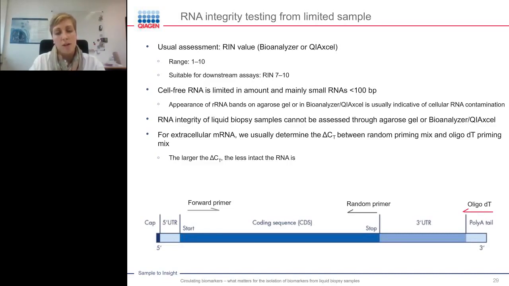So what we use a lot during our product development is looking at the delta CT value between a random priming mix and an oligo-dT priming mix, as you see indicated down here. With the delta CT value, you can make an estimation of how intact your RNA is. The larger the delta CT between the random primer mix and the oligo-dT primer mix, the less intact your RNA usually is.